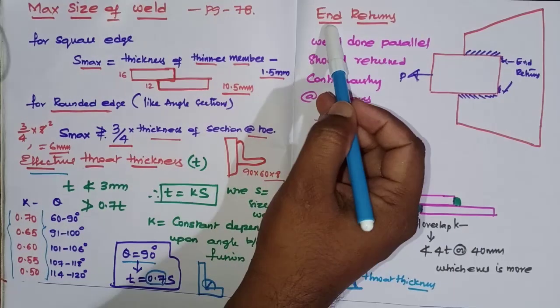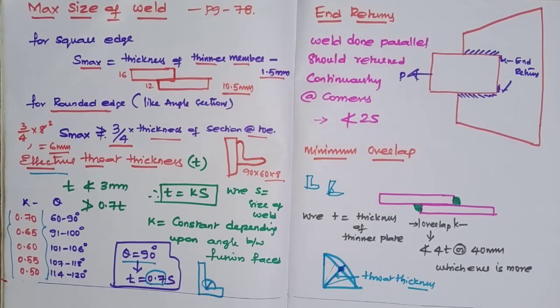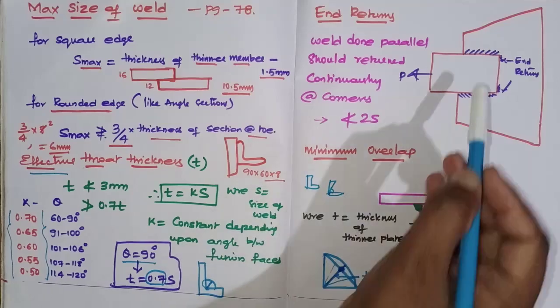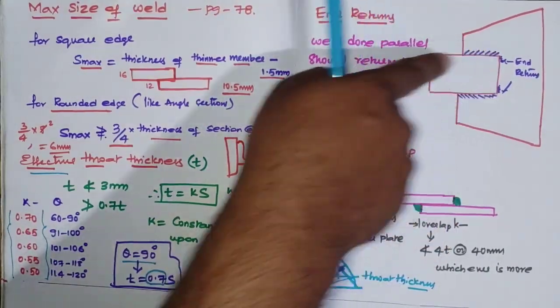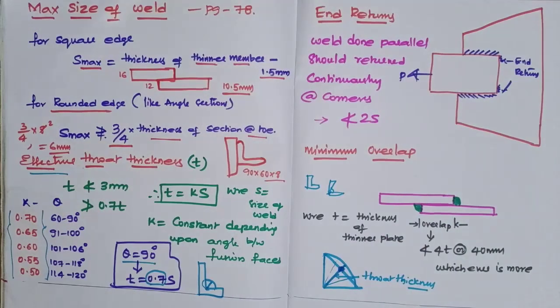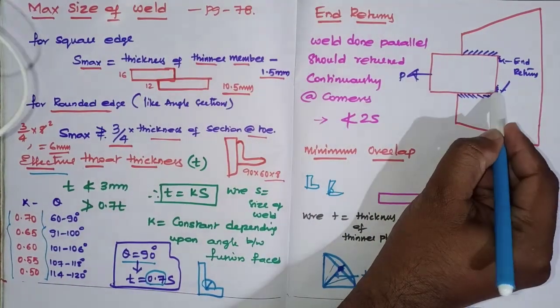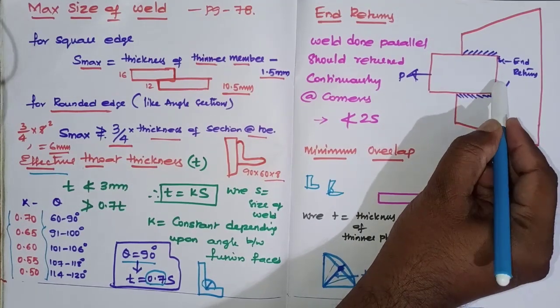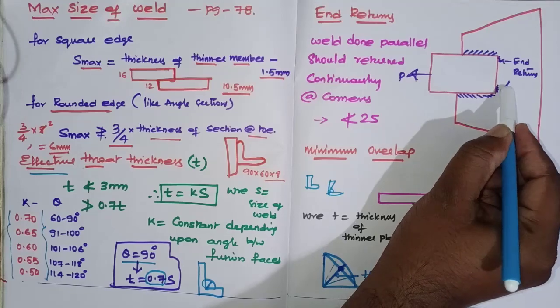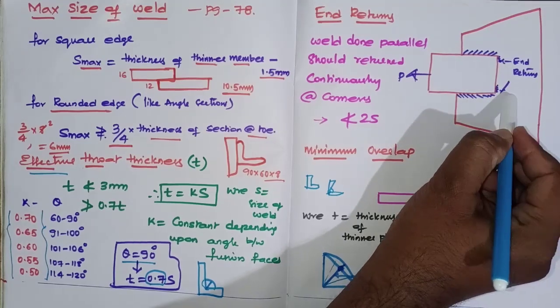And coming to end returns. What do you mean by end returns? Suppose I am going for a parallel fillet weld, which means parallel to the axis of the force. You should not end at this corner; you should return continuously at the corner. These are nothing but called end returns.